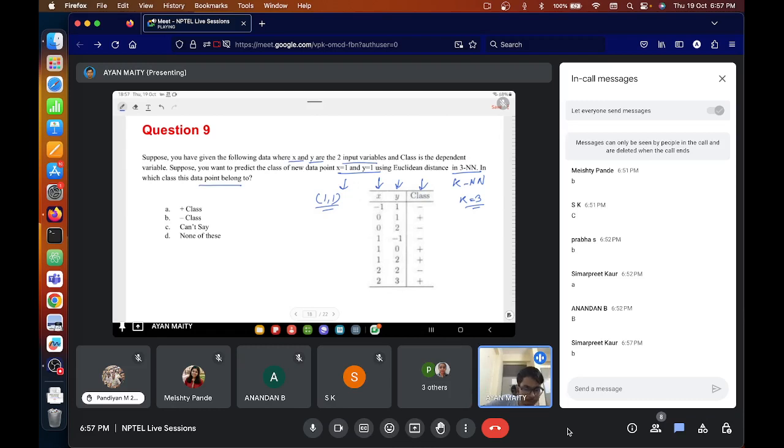Simaprit Kaur says option B, which is negative class. Okay.